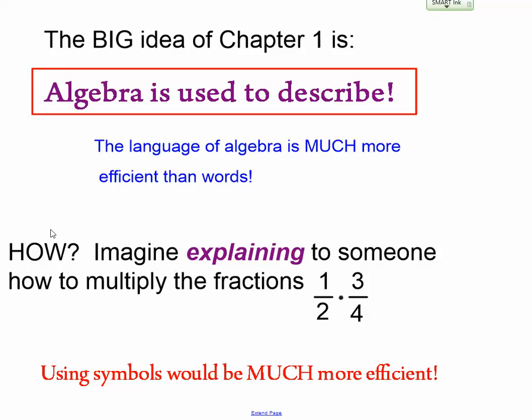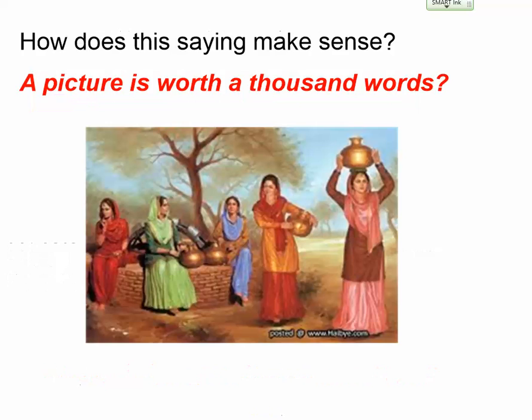So for example, a way to think about it is if you had to explain to someone how to multiply the fractions 1/2 times 3/4, you could use a lot of words. You could say you take the number on the top of the first fraction, the 1, and you multiply it by the 3, and that's the numerator 3, and then you bring over the fraction bar, and you multiply the bottom number 2 times 4, and that's an 8, and that gives you the answer 3/8. But if you write it with variables like a over b times c over d, it's simply ac over bd. And you can write it very, very efficiently just using variables and symbols rather than all those words. So that's the big idea of the chapter.